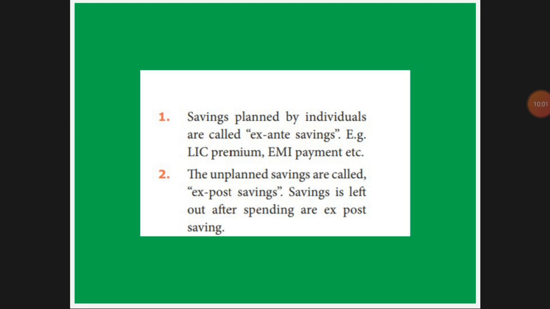For example, we are planning to buy one fridge. We plan that the fridge is 10,000 rupees. When we go and purchase in the market, the rate of the fridge is 8,000. The 2,000 is savings. That is unexpected saving. That can also be considered as savings.